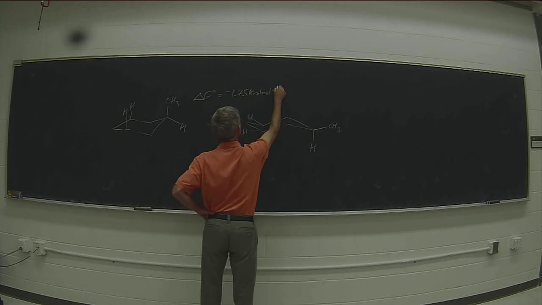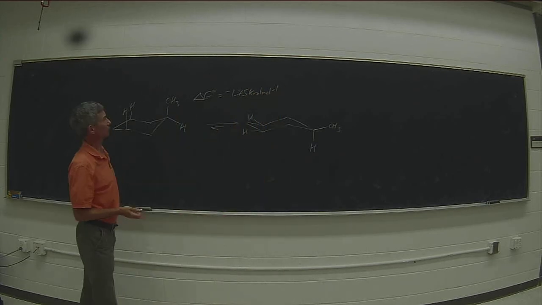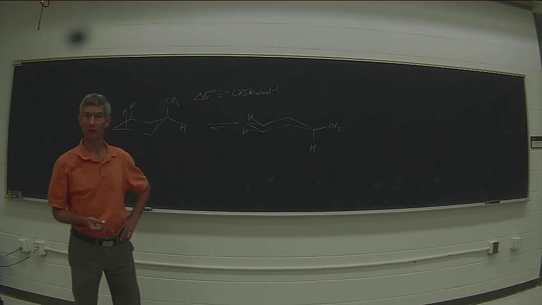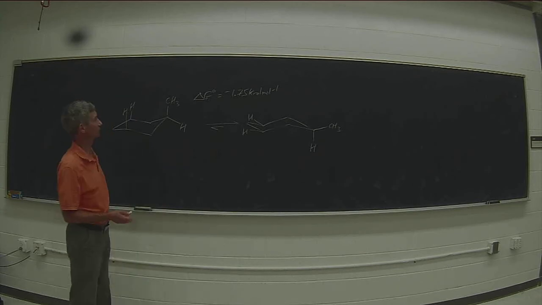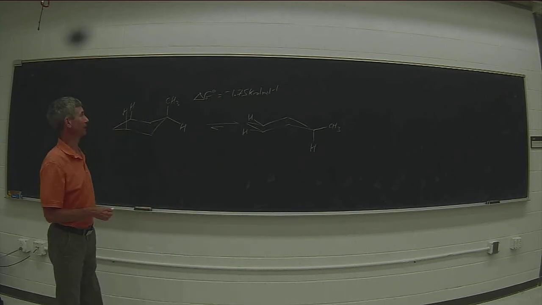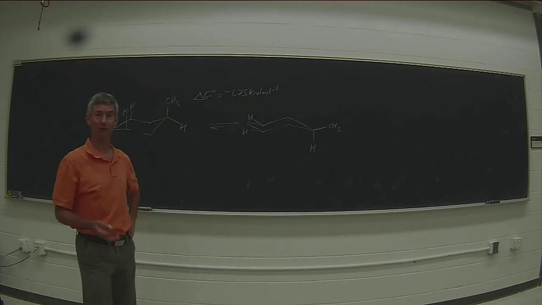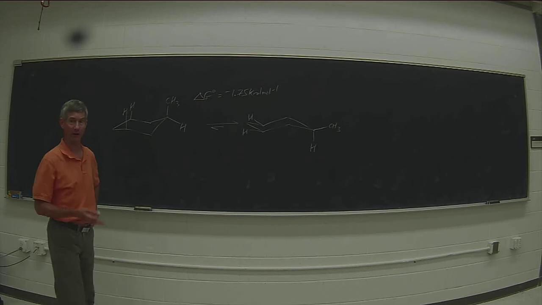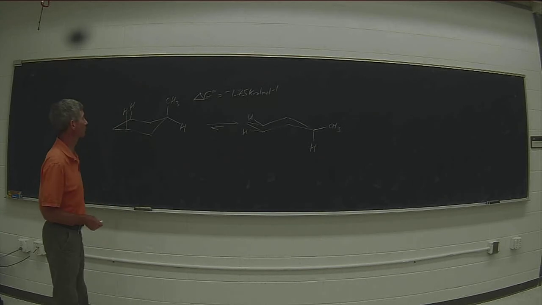kilocalories per mole. And the reason I'm doing that is it will be more convenient in the calculations to work with equilibrium constants. And by having a negative delta G, I ensure that in my calculation I'll have a positive exponent inside the exponential, and thus an equilibrium constant greater than 1.